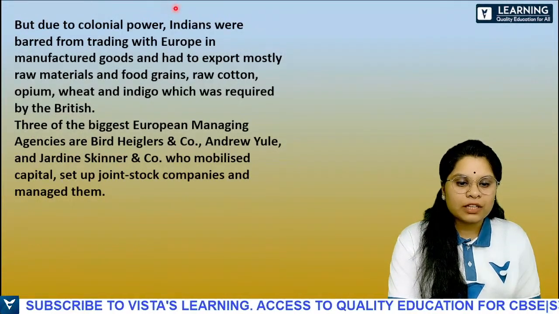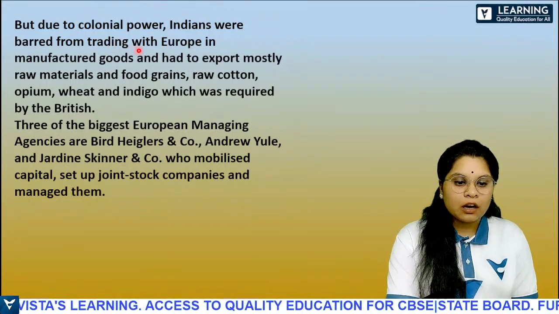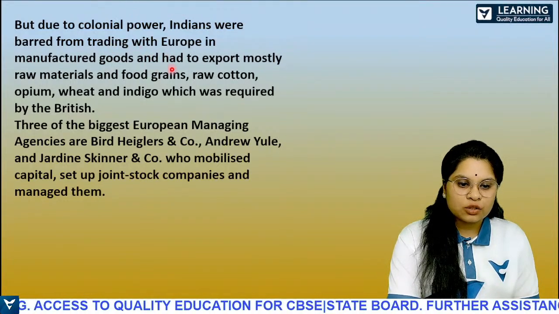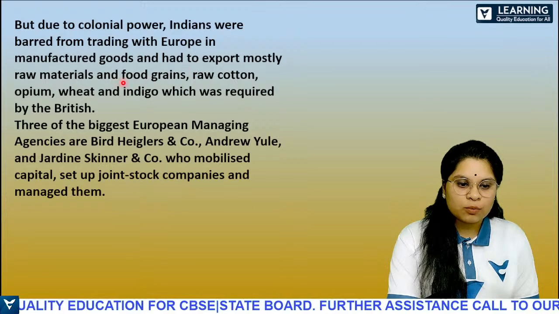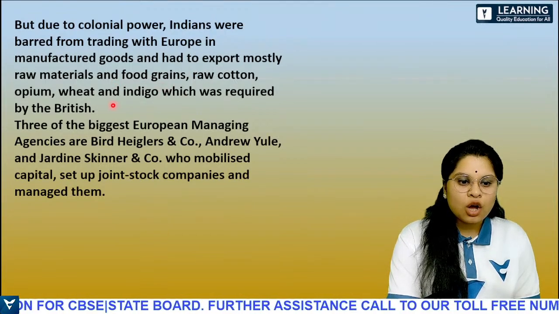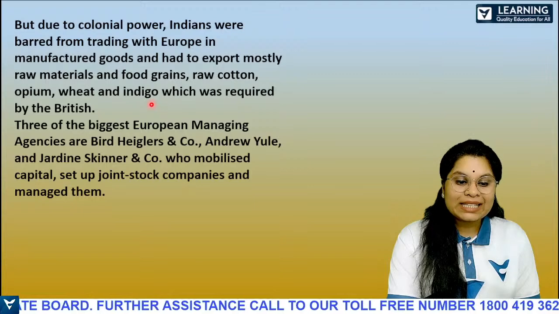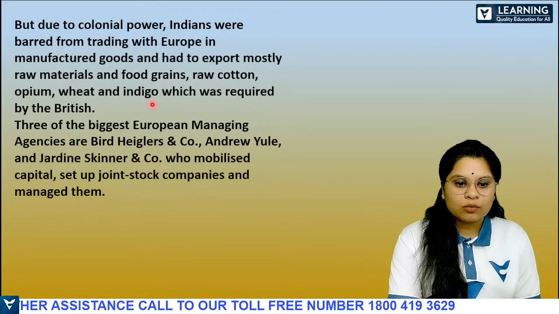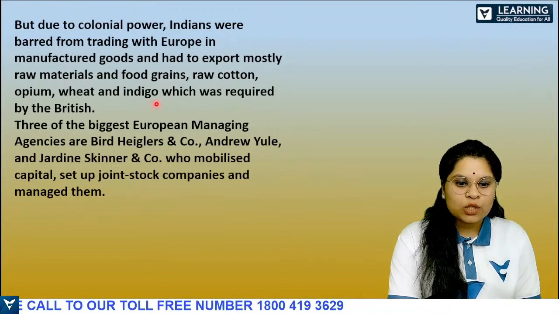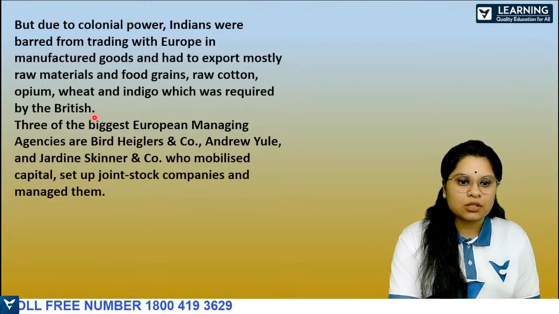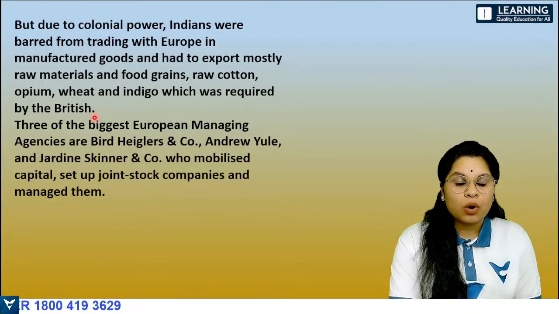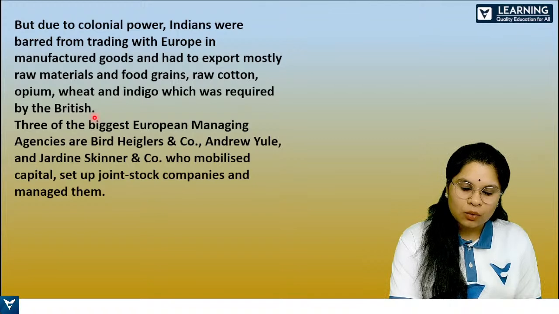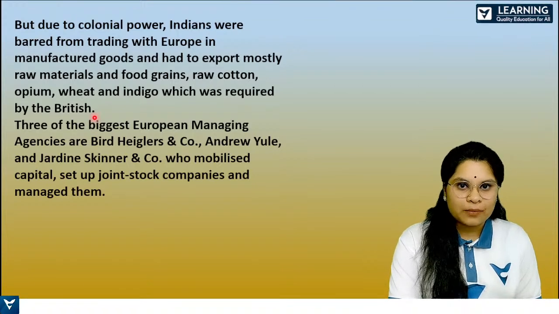Due to colonial power, Indians were banned from trading with Europe in manufactured goods and had to export mostly raw materials and food grains: raw cotton, opium, wheat, and also indigo, which is very costly and was required by the British. Other than that, whatever the British needed from our country, we had to give them, right?